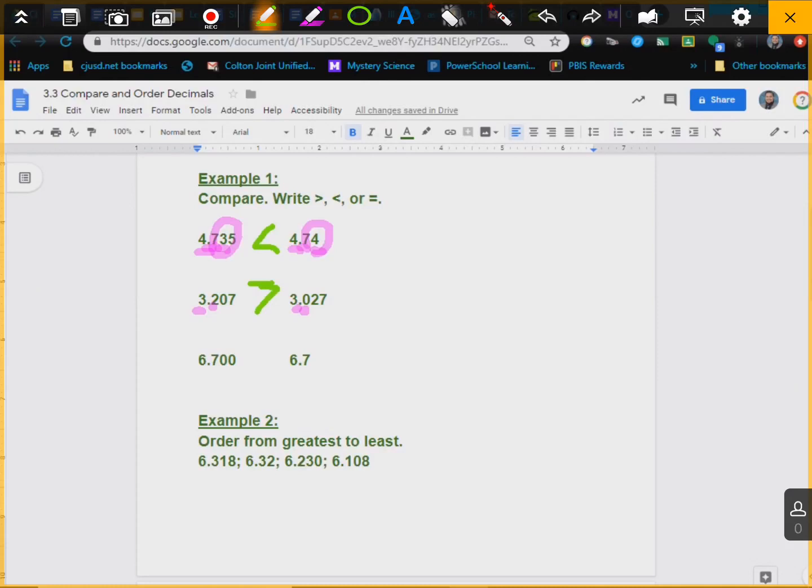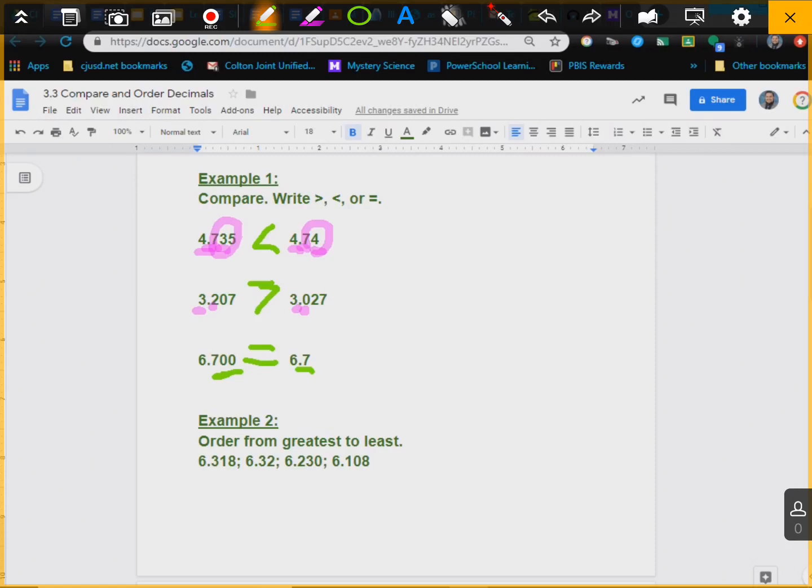This is 6.700 and this is 6.7. Well, you need to understand that these zeros don't really mean anything. They don't have to be there. So this is actually equal. It's the same exact number. Any zeros that just go on and on like that after the last digit of a decimal, if it's just zeros, you can take them out. So 6.700 is the same as 6.7.